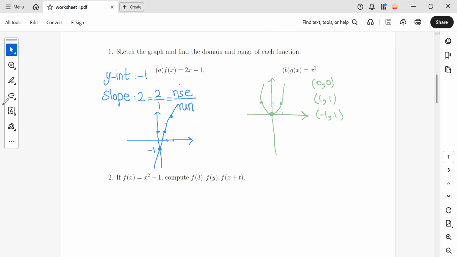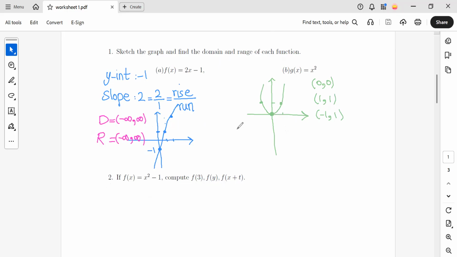Following the graph for part A, the domain is all real numbers because it will cover all real numbers from left to right. And for the range, from the bottom to the top, it would cover the whole y-axis. So the range is -infinity to infinity.